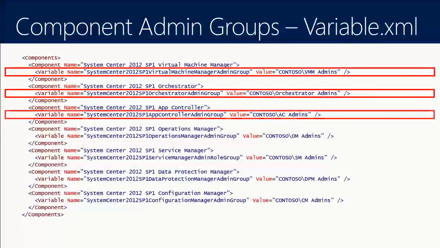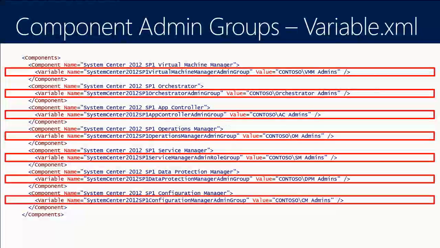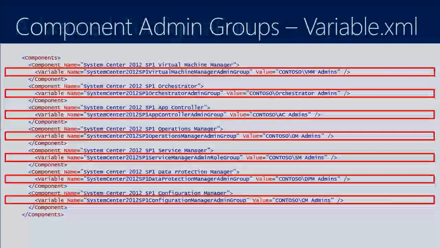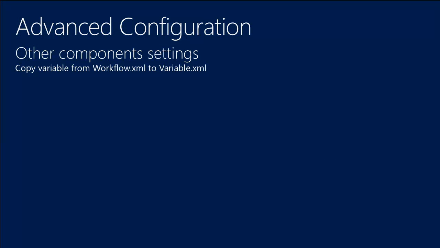This is just a reference for the variables in the variable XML file that you would use to specify those. A lot of these slides are really just reference material. We then have a whole set of what I consider advanced configuration. Right? So far, everything is just basic installation. There are lots of other things you can do. Any component setting, so anything that you would usually specify during setup that we have defaulted in the workflow file, you can change the setting for by copying that variable to the variable file.